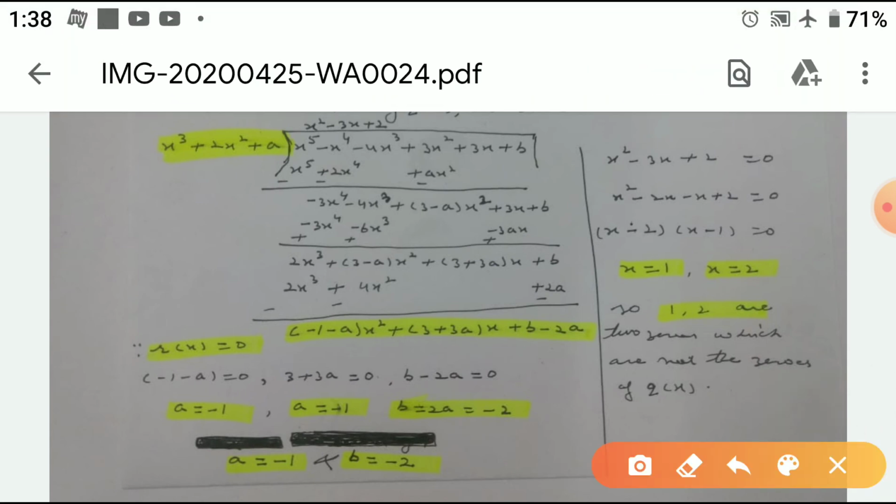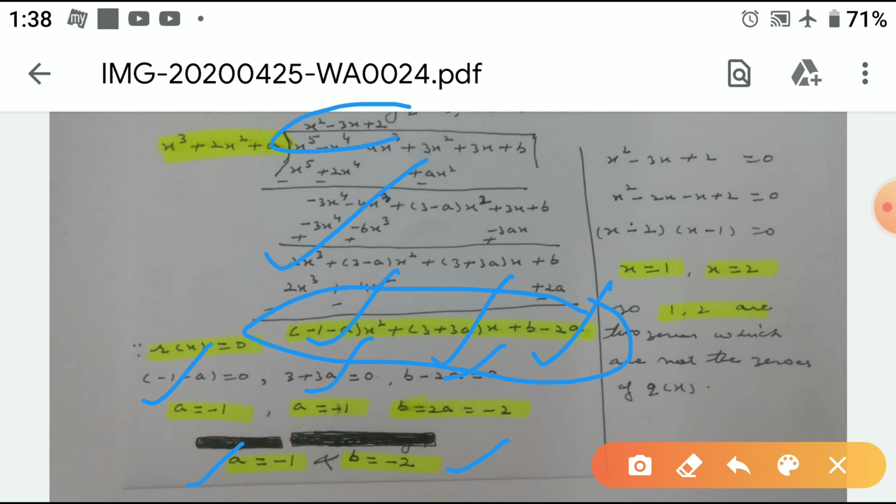So the question is clear to you. Initially divide this, make this remainder 0. We have 3 terms, 1, 2 and 3. Individually 3 terms are equal to 0, 0, 0. And we get a as -1, b as -2. Then come to the quotient, divide that quotient, get the zeros of that quotient, x square minus 2x minus x plus 2, by splitting the middle term. So value of x is 1 and another value of x is 2. So 1 and 2 are two zeros which are not the zeros of qx, right?